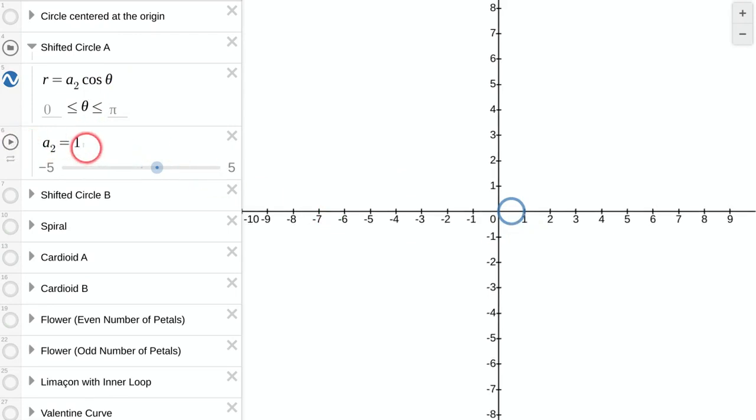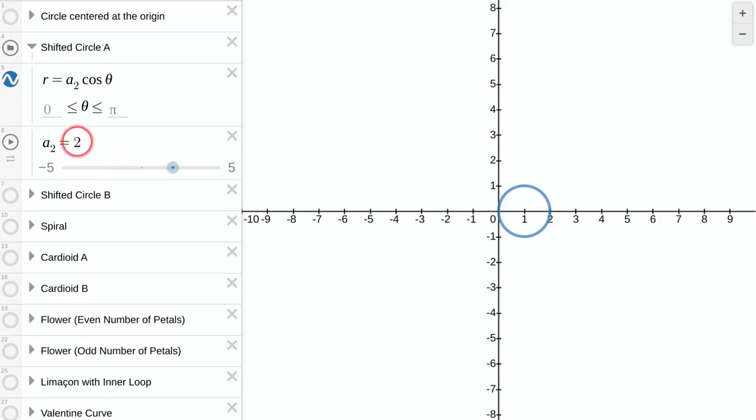Again, as we change this number, the size of the circle will change. If I do it manually, you can see that it's getting larger because I'm increasing this number. If a sub 2 is equal to 2, meaning the number in front of the cosine is 2, do you see what's going on here? We have the circle hitting 2 on the x-axis. And actually, if you look at the radius, it's just 1.